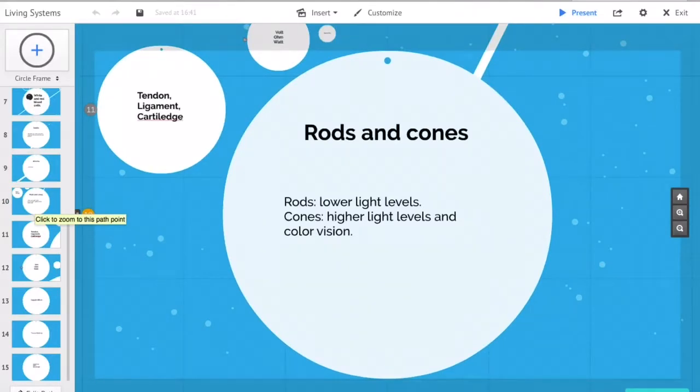Rods and cones. Rods are responsible for vision at lower light levels, while cones are active at higher light levels, and cones are responsible for all color vision.